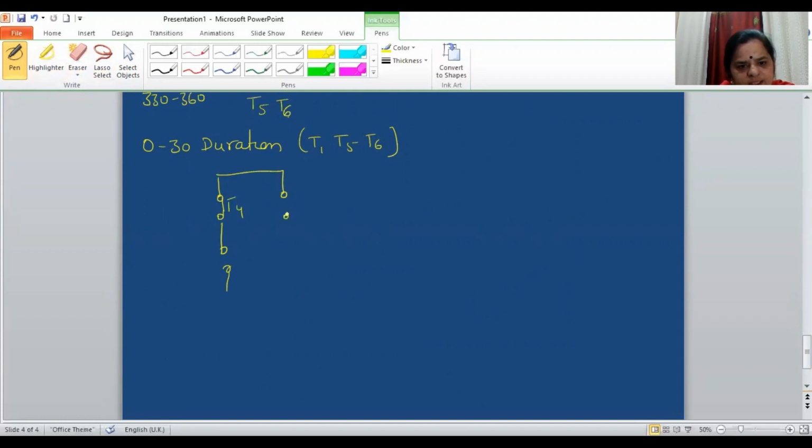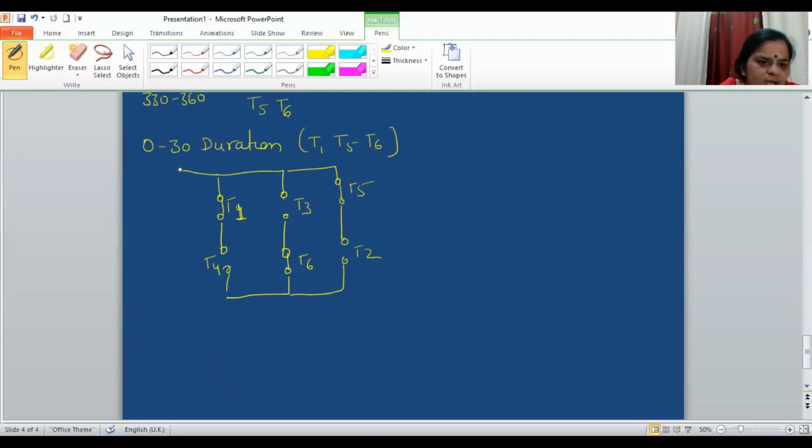Then the next SCR, T3, is not conducting, so it will be open circuit. T6 is conducting, so it will be short circuit. This is T1, this is T4 and this is T6, and T5 is also conducting, so T5 will be short circuit, and T2 is not conducting, so it will be like this.